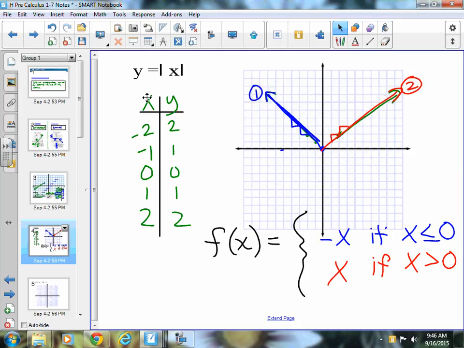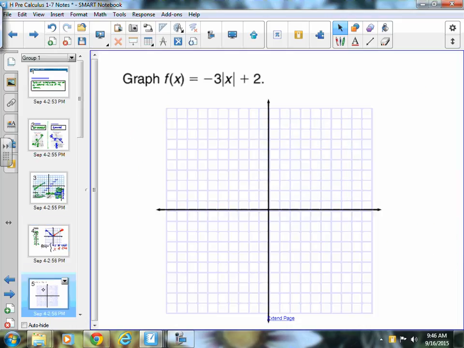They don't want to write this big rule every time, right? That looks kind of scary, the big f of x. So we use the absolute value symbol, but that's what it means. It's a piecewise graph. As a quick review of some of the graphing that you did last year for absolute value, let's take a peek.